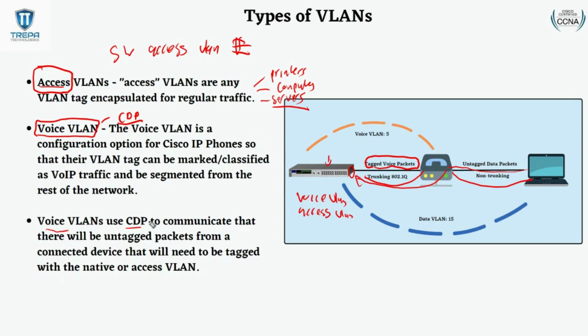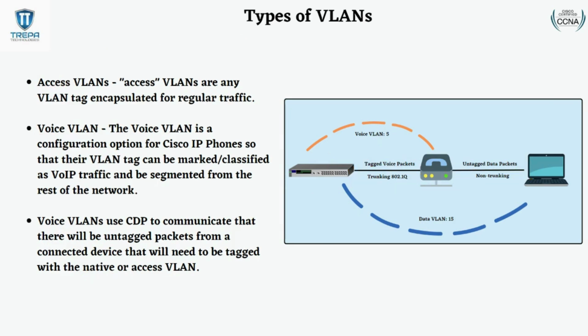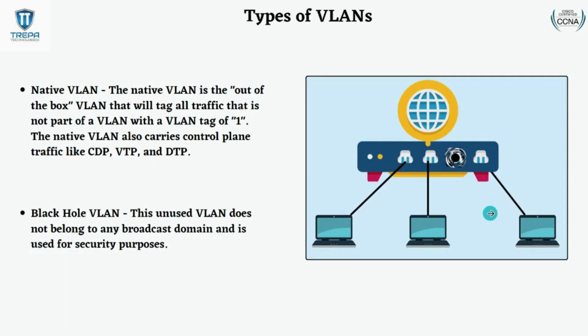So essentially what that means is, hey, switch, the tagged packets you're going to get are for me. The untagged ones are the computer or endpoint that's connected to me. You need to tag them with the access VLAN we set up or the default native VLAN. And we're going to see this in the lab as well.